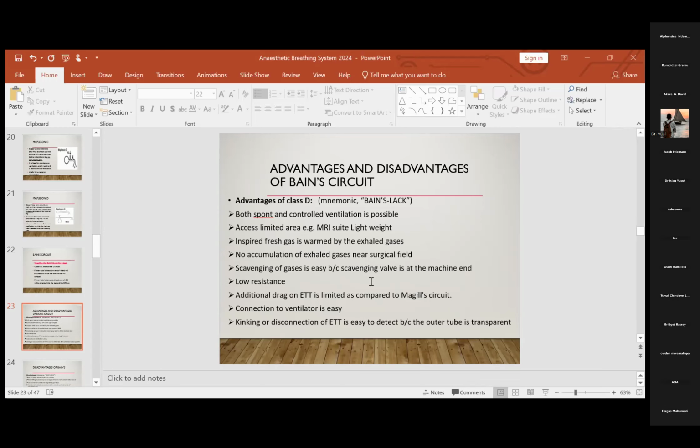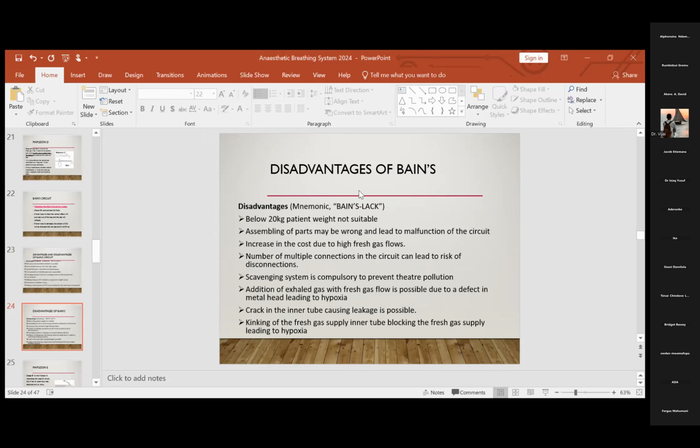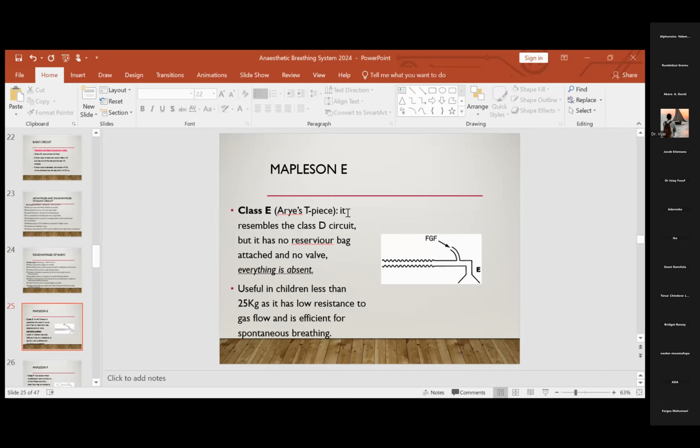Additional drag on the ETT is limited as compared to the McGill circuit. Connection to the ventilator is easy, and kinking or disconnection of the ET tube is easy to detect because the outer tube of the coaxial Bain circuit is transparent. It also has a lot of disadvantages. If you see my mnemonics, when you get the slides, you go through it. I don't want to go through them because our time is fast spent. But know that in patients below 20 kg, you can't use the Bain circuit. Sometimes assembly can be wrong, and all that. So let's just move on.